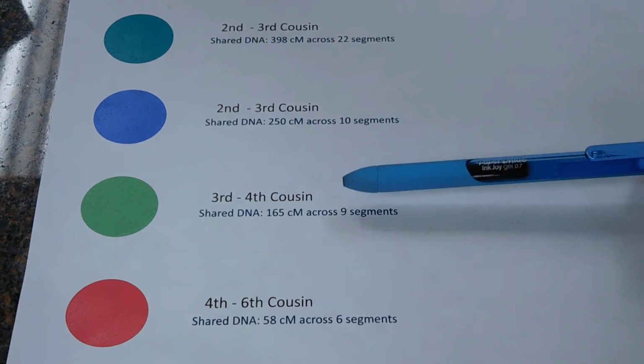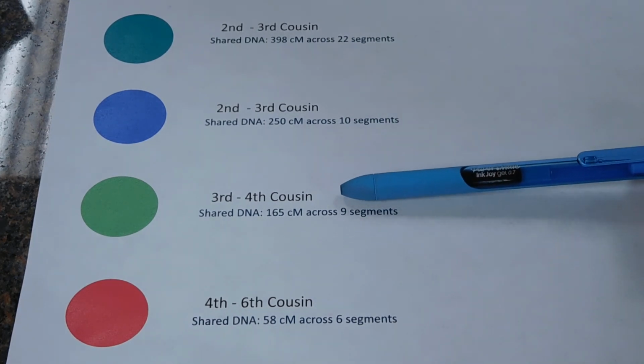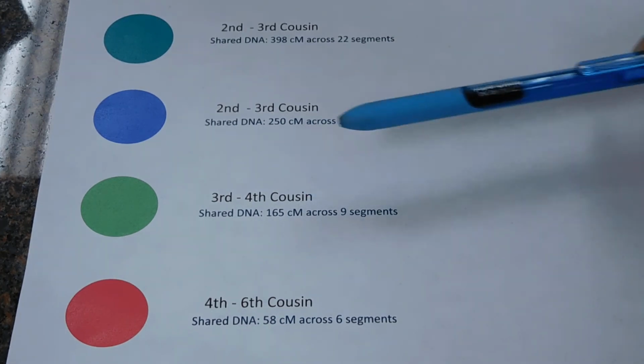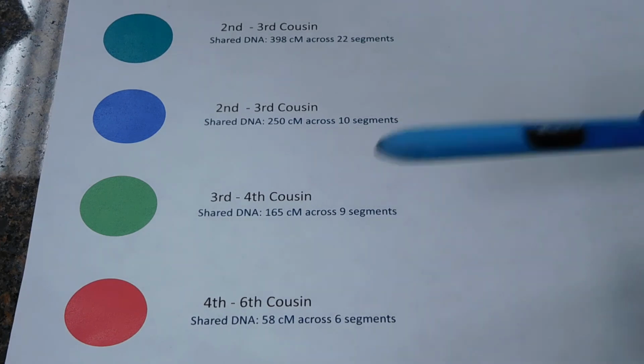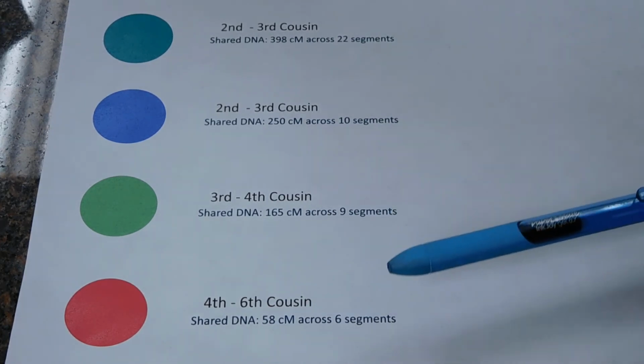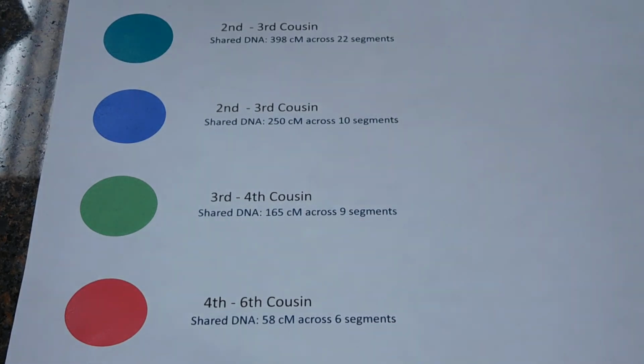I've got what the testing company believes is a third to fourth cousin, and we share 165 centimorgans across 9 segments, and a fourth to sixth cousin, where we share 58 centimorgans across 6 segments.